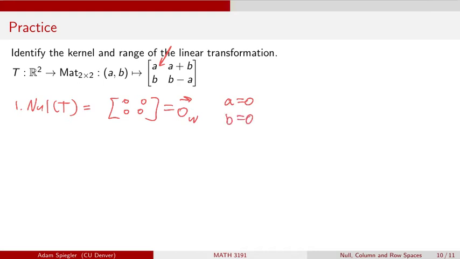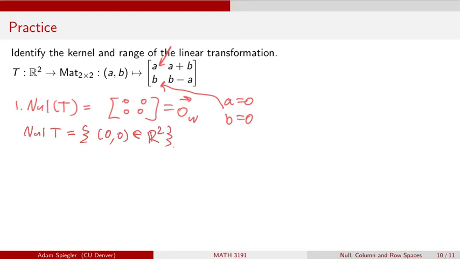And b is also going to have to equal 0 from this position over here. Any vector in R2 that has a not equal to 0 is not going to get mapped to the 0 matrix, or any vector in R2 that has b non-zero is going to wind up getting mapped to a non-zero matrix. So we can see here the null space of this map T is just equal to the 0 vector that lives in R2.